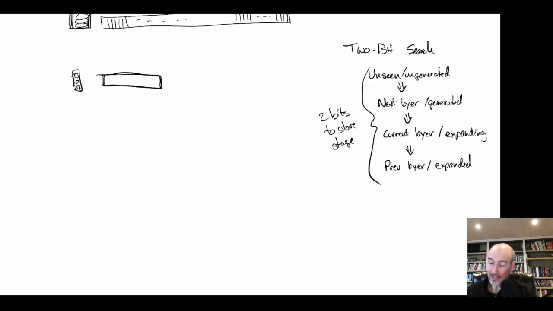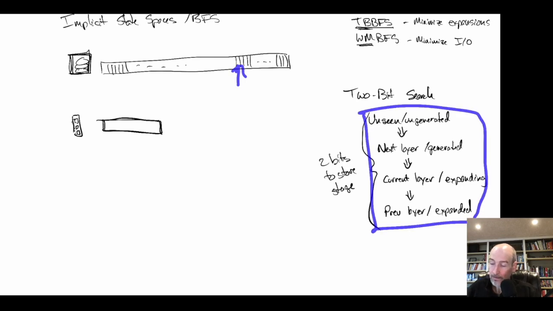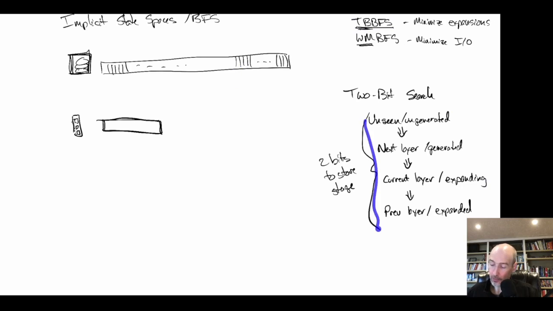Okay, so the stage is, we can call unseen to be 0, next layer would be 1, current layer is 2, previous layer is 3. Whatever we're going to use numerically for representing these, it doesn't matter. The point is we only need 2 bits to store them because there's only 4 states that a stage is in. And remember that in an implicit state space, for any particular state inside here, I don't have to store the state itself. All I have to store is the data for that state, which in this case is going to be 2 bits.